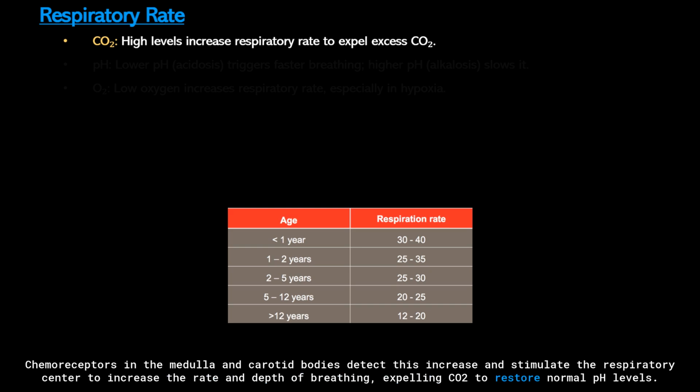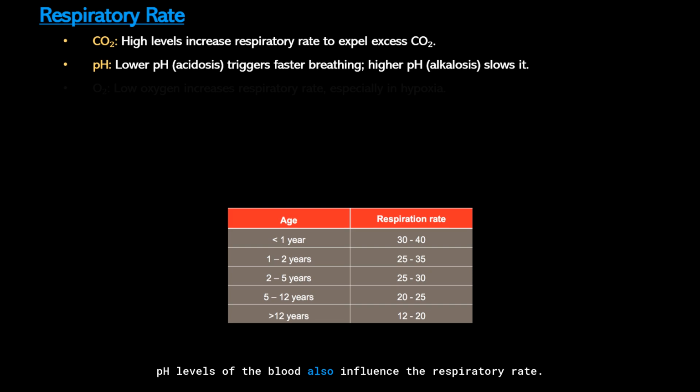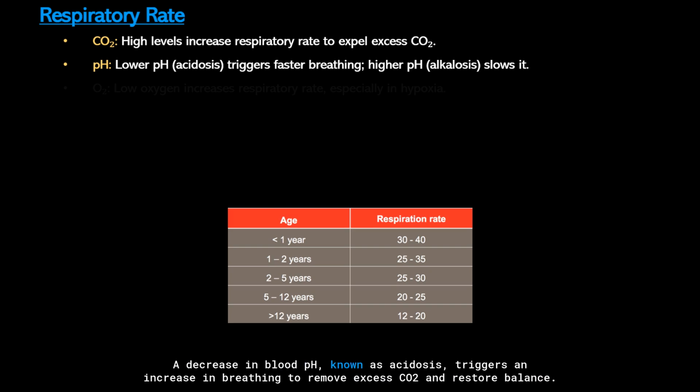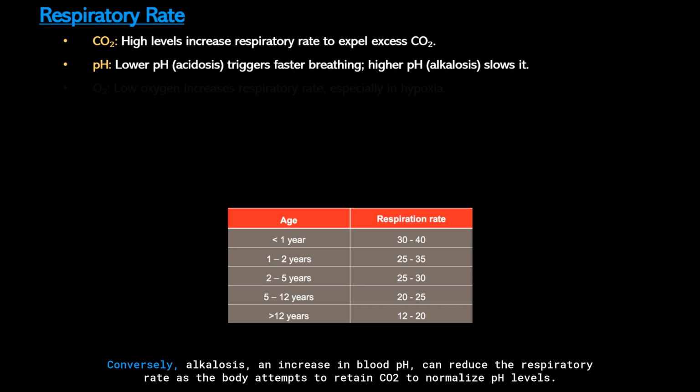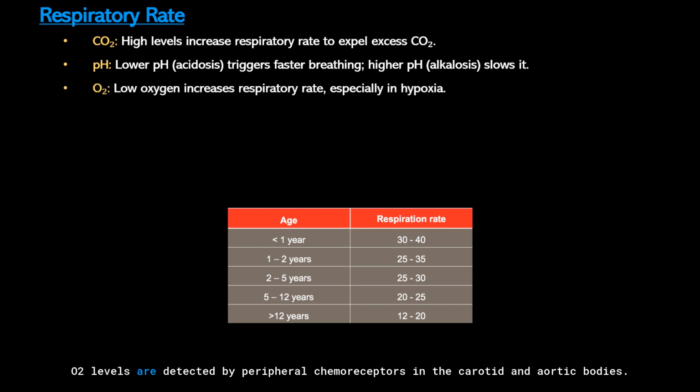pH levels of the blood also influence the respiratory rate. A decrease in blood pH, known as acidosis, triggers an increase in breathing to remove excess CO2 and restore balance. Conversely, alkalosis, an increase in blood pH, can reduce the respiratory rate as the body attempts to retain CO2 to normalize pH levels. O2 levels are detected by peripheral chemoreceptors in the carotid and aortic bodies.